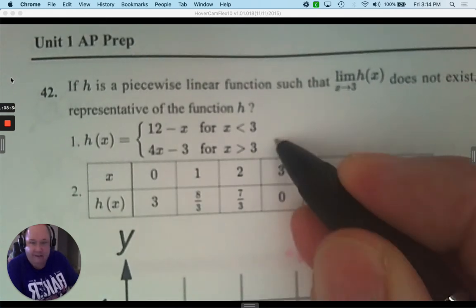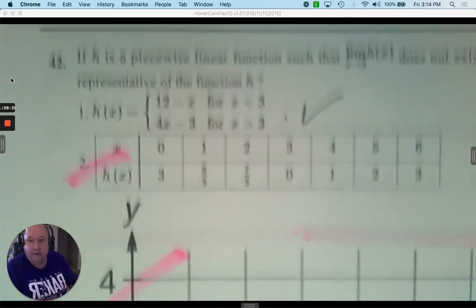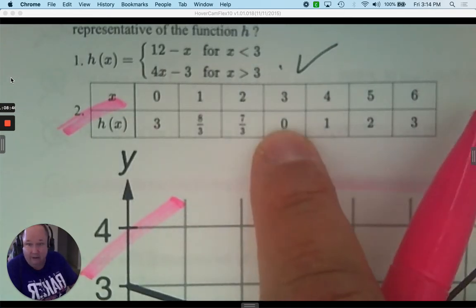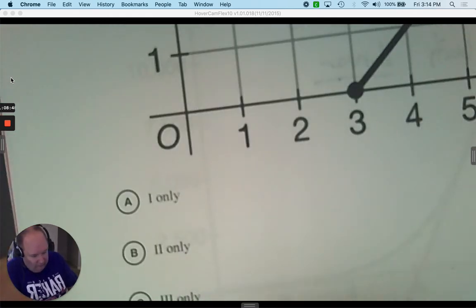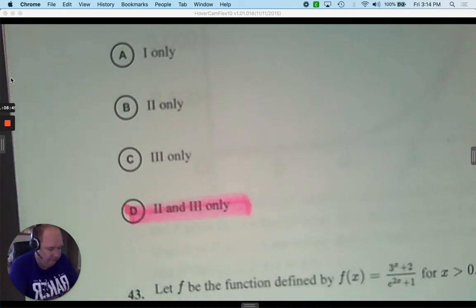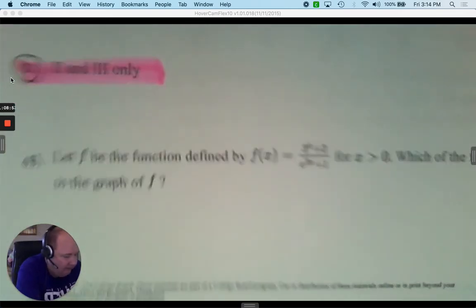does not exist. So number 1, it does exist. For these, it may not exist. This one definitely doesn't exist. For the table of values, it may not exist. And for this, it definitely doesn't exist. So the answer is 2 and 3. It may not exist. I have to be a good reader doing this. Number 43. Let f be a function defined by that.